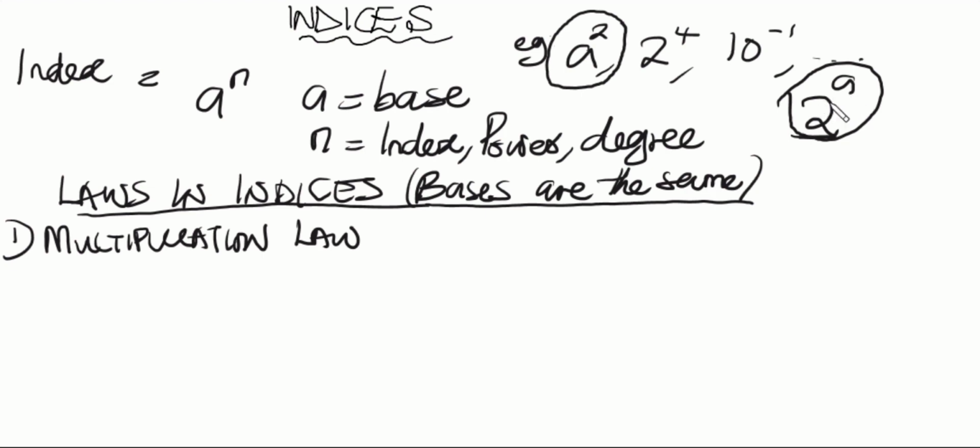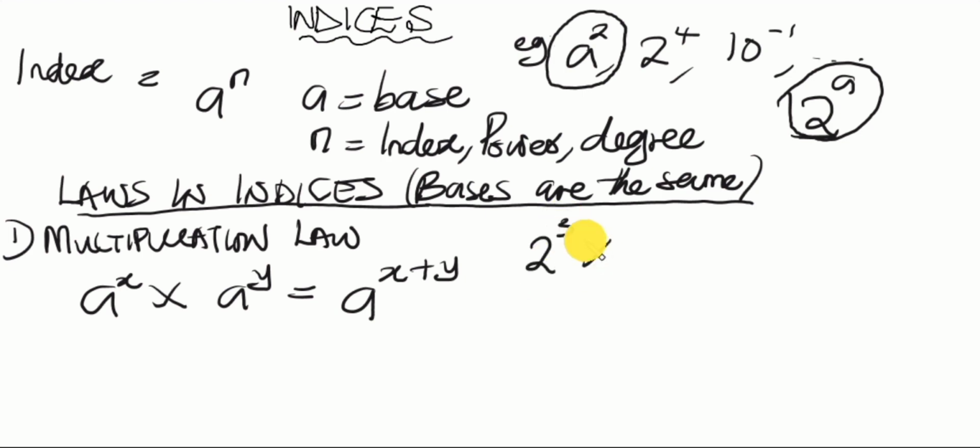That's very clear. The multiplication law states that, say we have an index number a raised to power x times a raised to power y, this is eventually going to give us a raised to power x plus y. That's the multiplication law. Anytime you have a question like this, you can solve it much faster. So let's do an example quickly. Let's say we have 2 raised to power 3 times 2 raised to power 5.